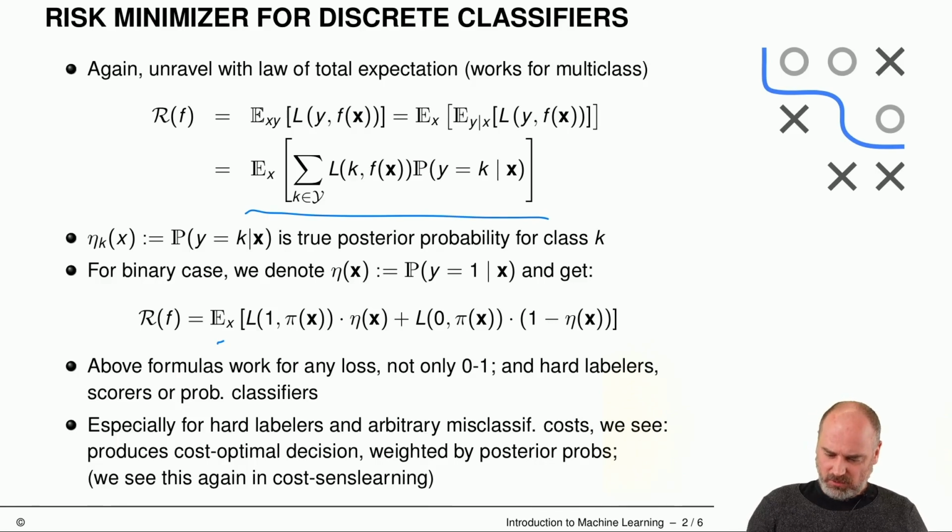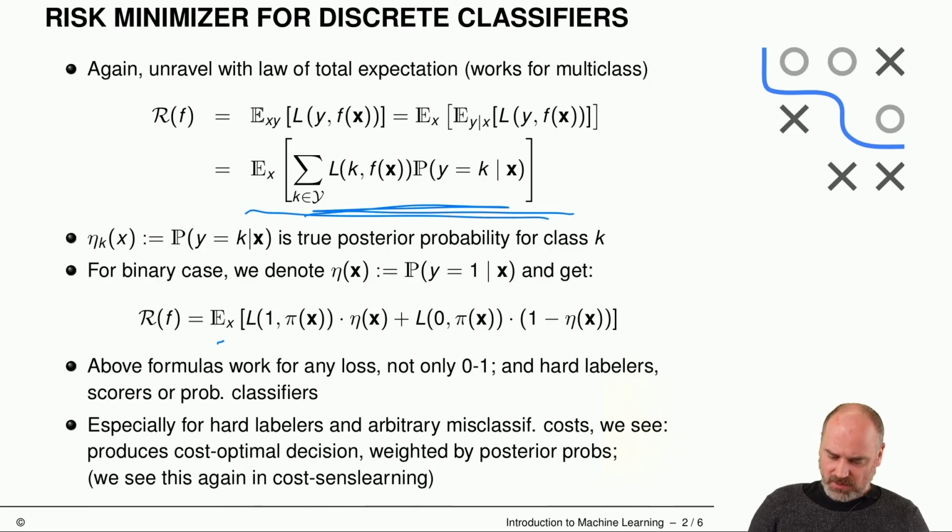We can also take a look at the formula above here, so maybe I don't have to delete this line. What this basically tells us is that, let's move a little bit away from 0-1 loss now. Like I said, this holds in general. So you could envision your loss function here.